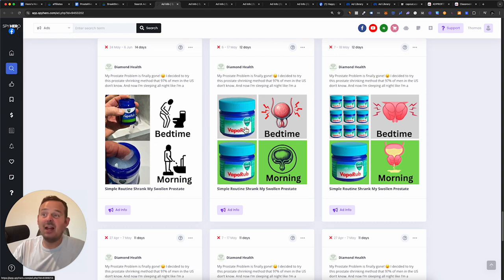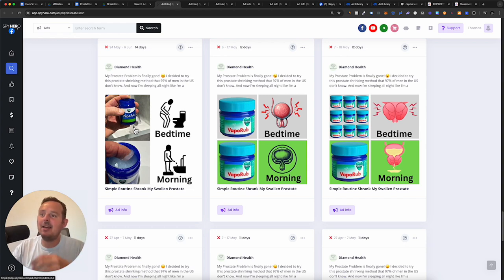I mean, these just look like standard images taken from Google Images. These look more UGC, but I've got a tub of Vapor Rub upstairs. Not that I use it for this, but I could quite easily recreate this. But more importantly, I have other things that I could recreate.